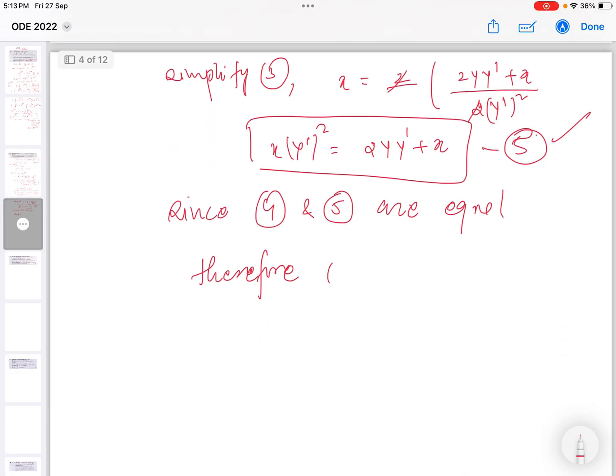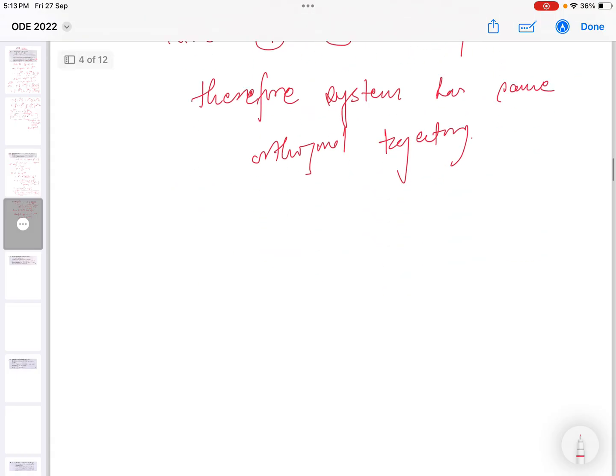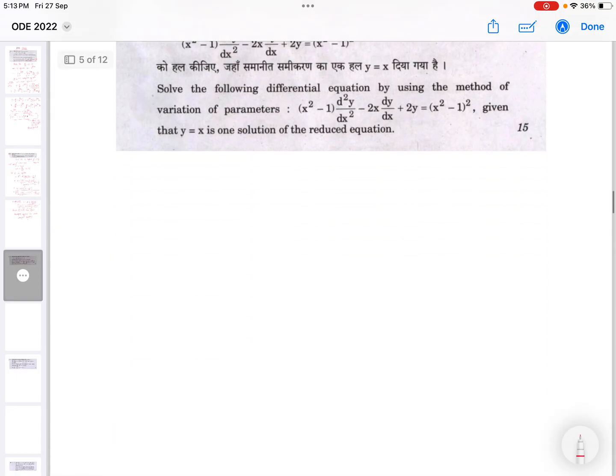Therefore the system has the same orthogonal trajectory. Fine. So done. It was an easy question.